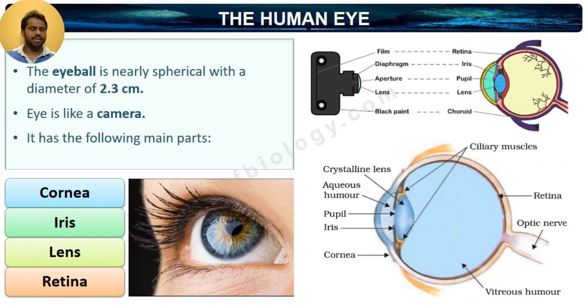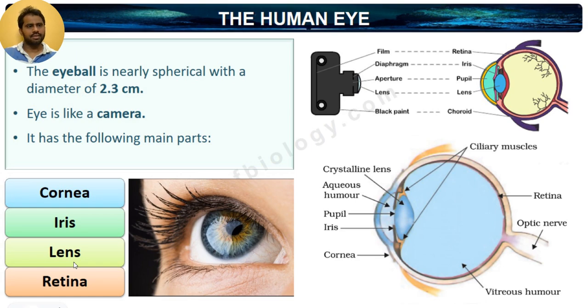Now let us first understand what an eyeball is. The eyeball is nearly spherical with a diameter of 2.3 centimeter. Eye is like a camera, we understood. It has the following main parts. So what are the main parts of the human eye? First of all, it has a cornea, it has an iris, it has a lens, and it has a retina.